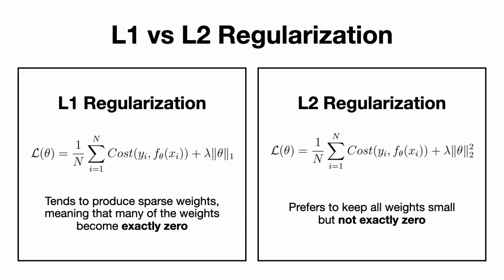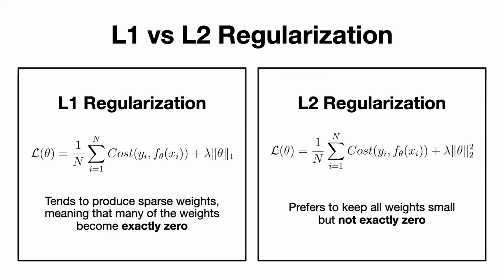L2 regularization, on the other hand, prefers to keep all weights small, but not exactly zero. Instead of eliminating features, it ensures all the weights stay balanced and small, leading to a more evenly distributed solution where every weight contributes at least a little.